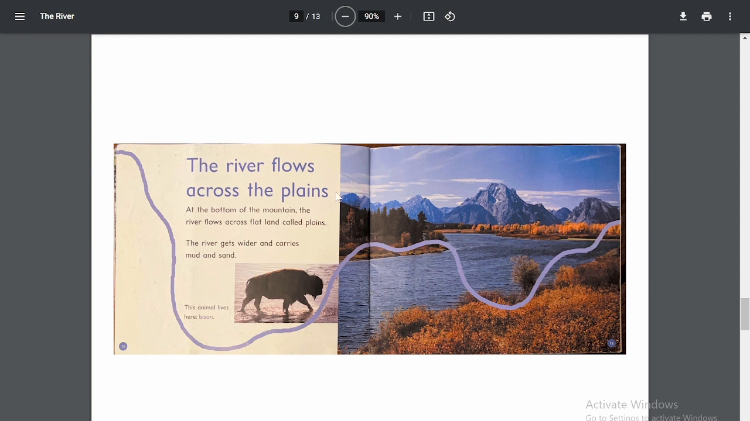The river flows across the plains. At the bottom of the mountain, the river flows across the flat land called plains. The river gets wider and carries mud and sand. This animal lives here, bison.